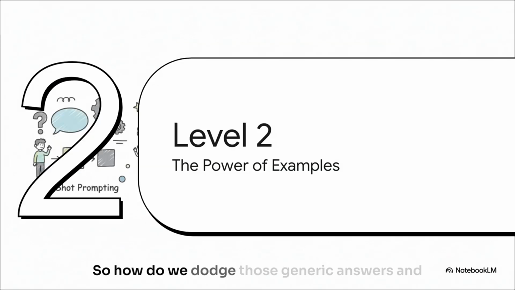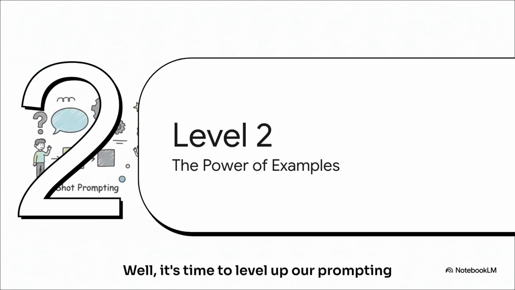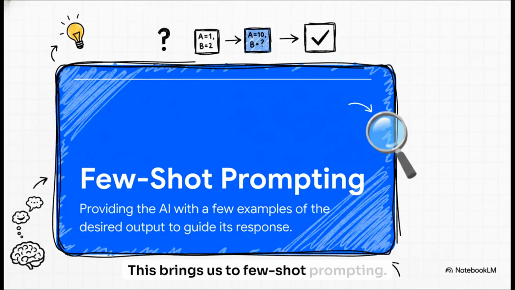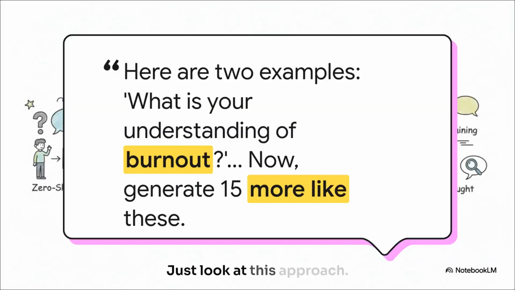So, how do we dodge those generic answers and get a little more control? Well, it's time to level up our prompting game. This brings us to few-shot prompting. Now, this is where things get interesting. You don't just tell the AI what you want, you show it. The whole idea is to give it a few examples of the kind of thing you're looking for to really guide its response.